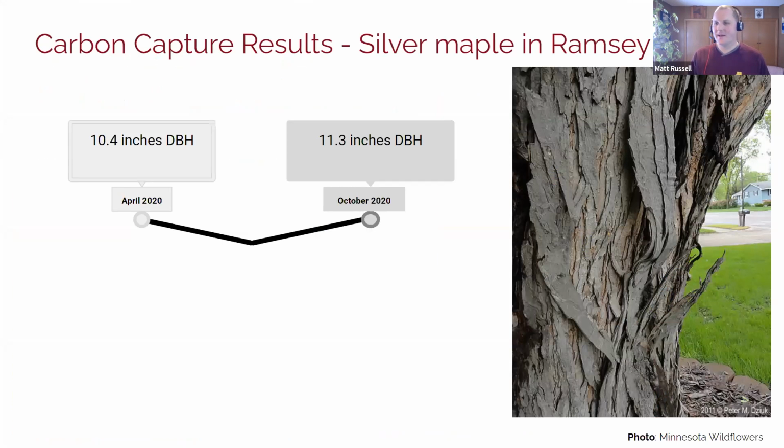And so I just want to show one example tree that we did. This was a silver maple in Ramsey County. So in April, it was about 10.4 inches in diameter breast height. When it was remeasured again in October, it was about 11.3 inches in diameter breast height. So that's pretty good growth, and this was a yard tree, that's pretty good growth for a silver maple. And so good growth on that tree.